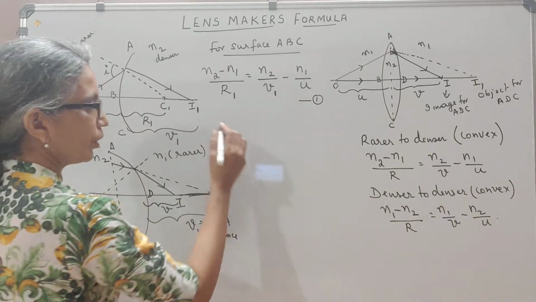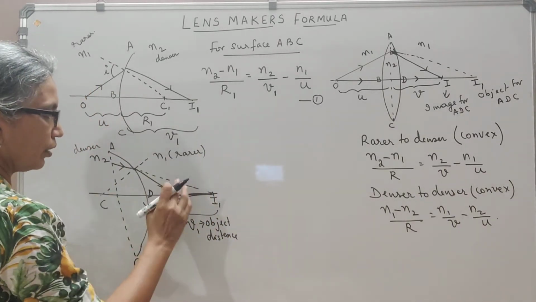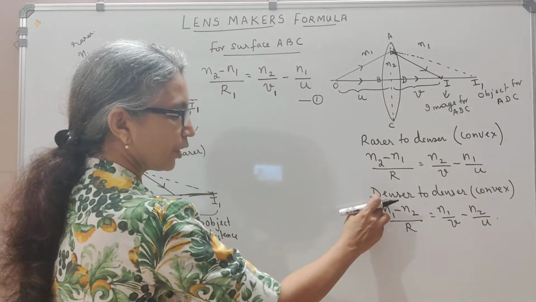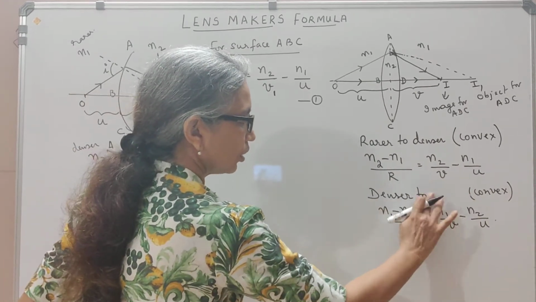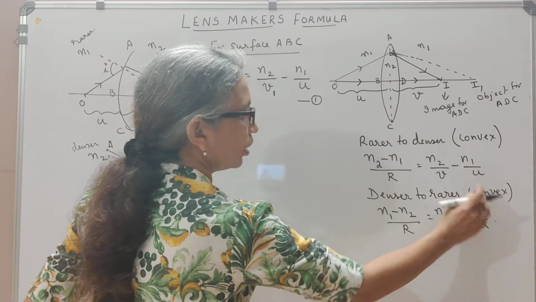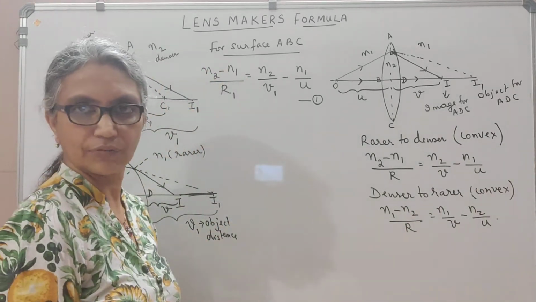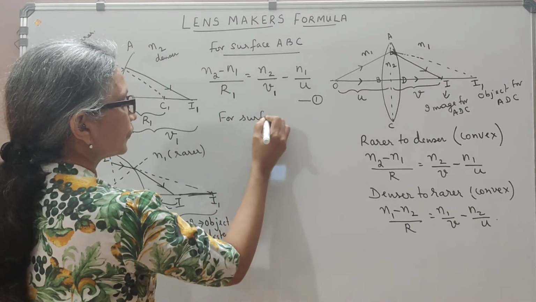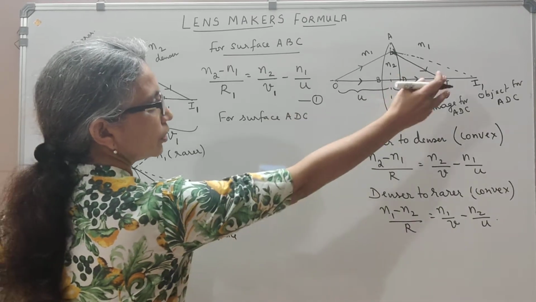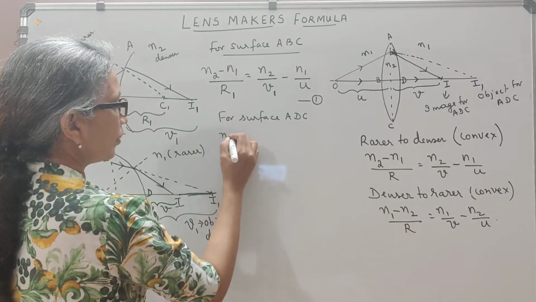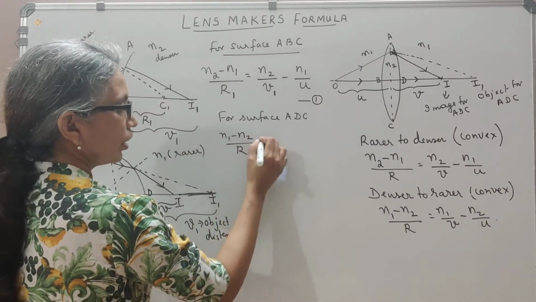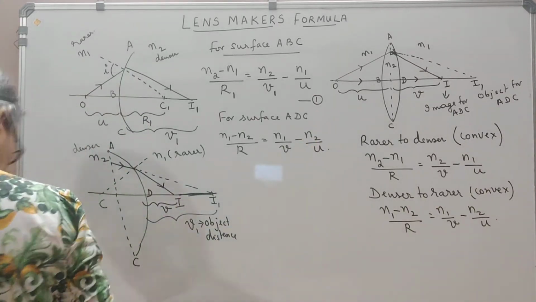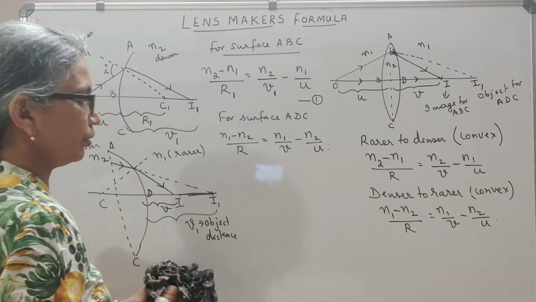Fine. Now I'm going to write the equation. Because it's passing from denser to rarer, and when you look from the rarer side, it is bulging out, this is a convex surface. So ray of light passing from denser to rarer, the refraction is occurring at a convex surface. So we may write that equation as, for surface ADC, N1 minus N2 by R equal to N1 by V minus N2 by U. Okay. Let me just rub off this for you.